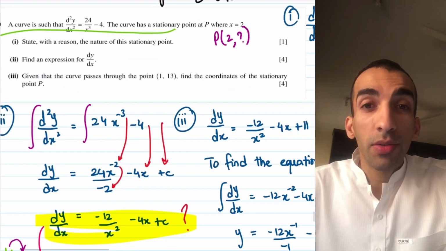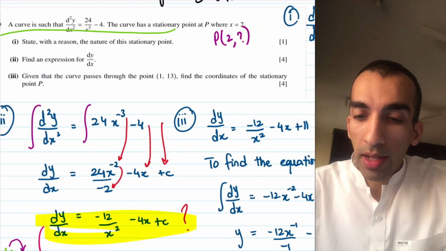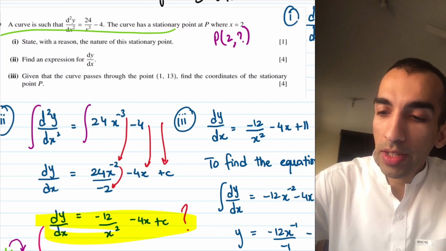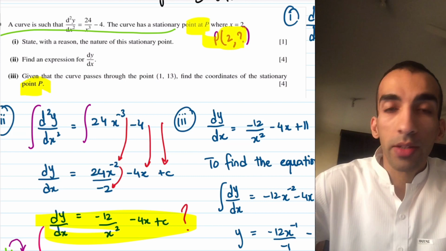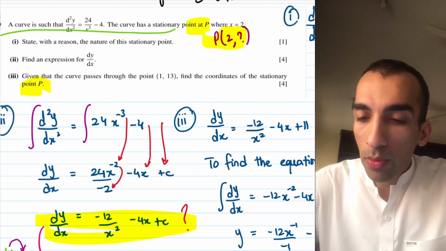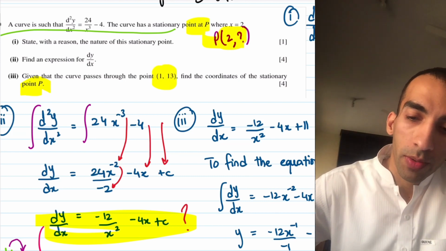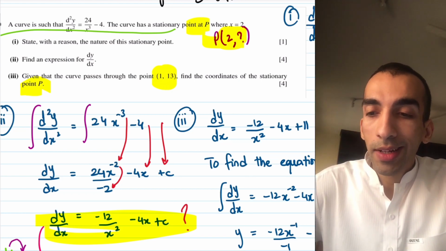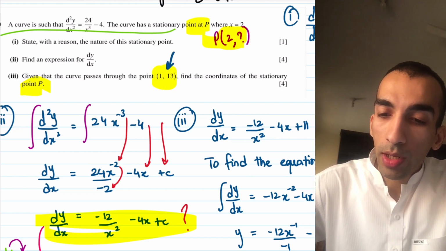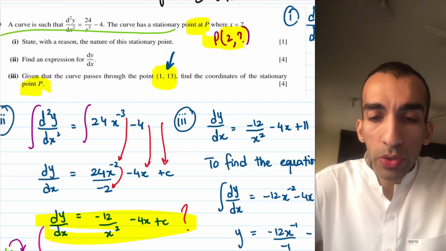Part C says, given that the curve passes through the point (1, 13), find the coordinates of the stationary point. Which stationary point are you talking about? Point P, the same point that we had up here, जिसका x coordinate पता है, so y, we just need to find the y coordinate. Then what is this point? In the process of solving or trying to solve this equation, you will find that this point will come in handy. (1, 13) will come in handy, and I'll show you why.